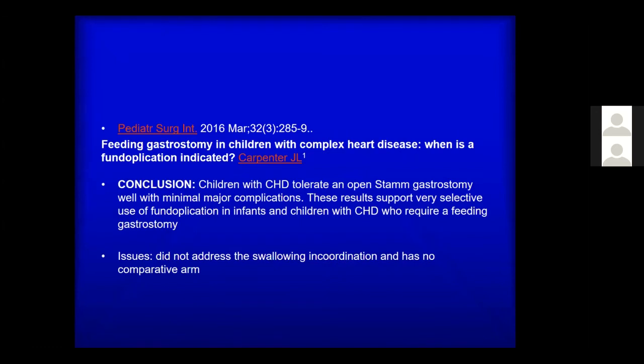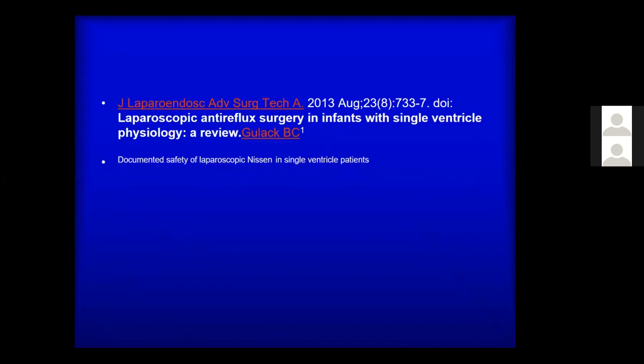This one here says feeding gastrostomy in children with complex heart disease. They concluded that they tolerate an open Stamm gastrostomy well with minimal major complications, and this supports very selective use of fundoplication rather than fundoplicating everybody. The issue with this study is that they did not address the swallowing incoordination, and it has no comparative arm. Another study here in 2013 talked about laparoscopic reflux surgery for a certain type with single ventricle physiology. They documented the safety of it and its usage.